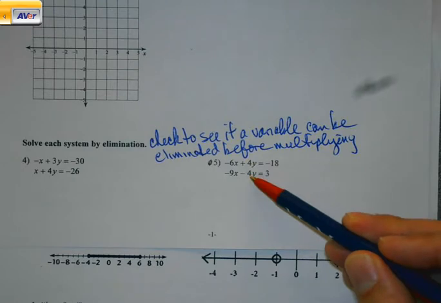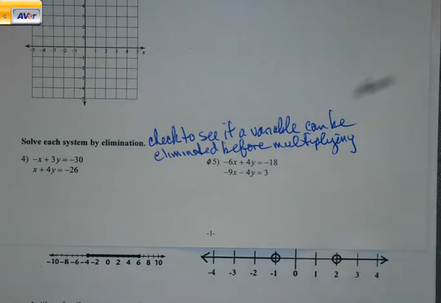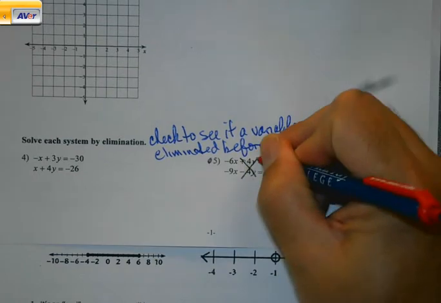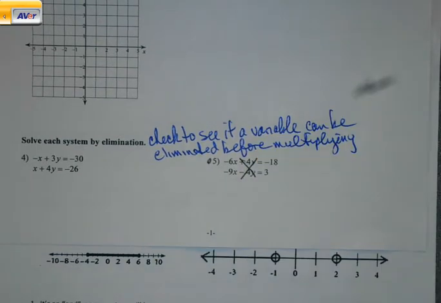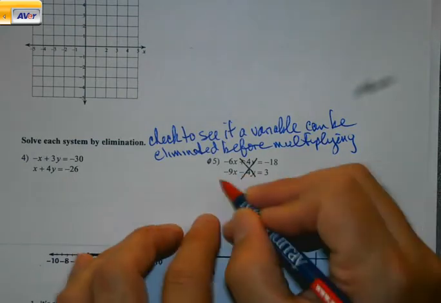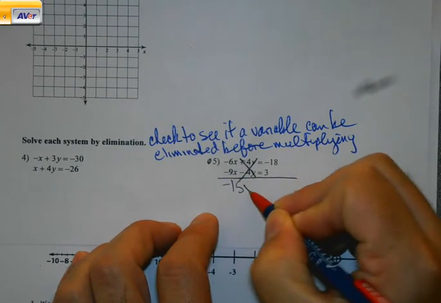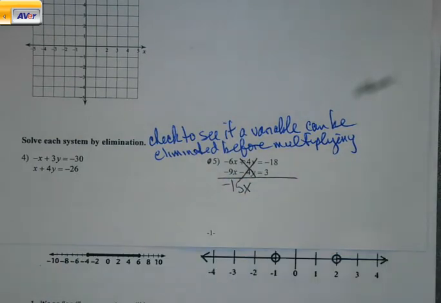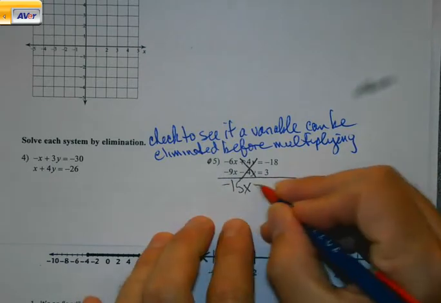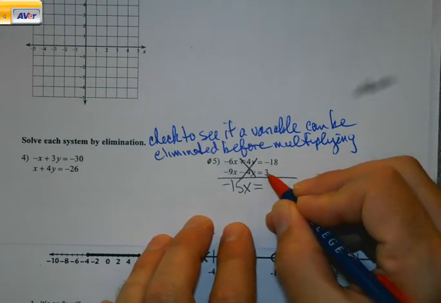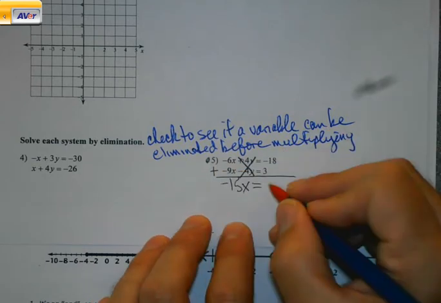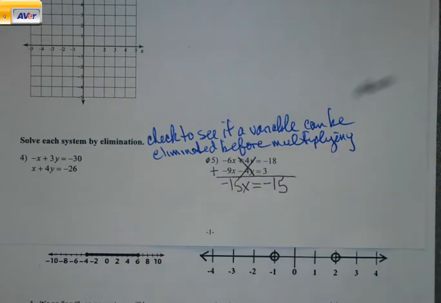4 and negative 4. Ooh, 4 minus 4 is 0. 4 minus 4 cancels out. That's a good thing because we want to solve for a variable. And if one disappears, negative 6 minus 9 is negative 15. Don't forget my x. Negative 18 plus 3, again, we're adding down, is negative 15. And all of a sudden, just that quick, I've got a one-step equation to do.